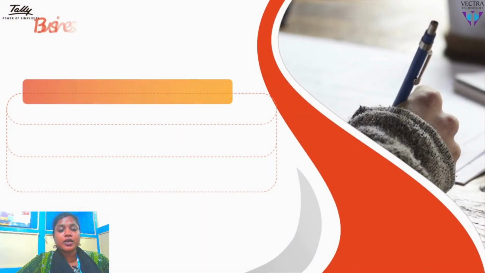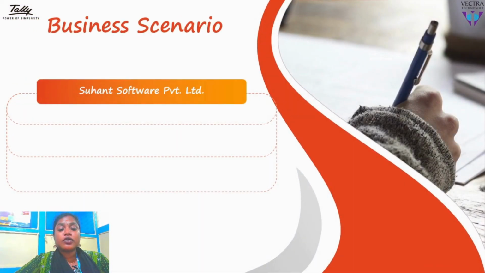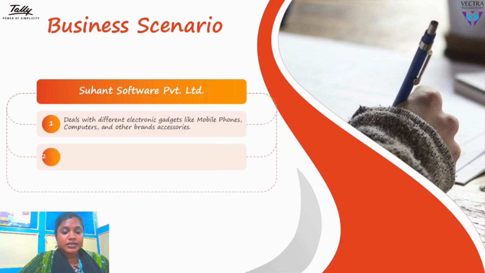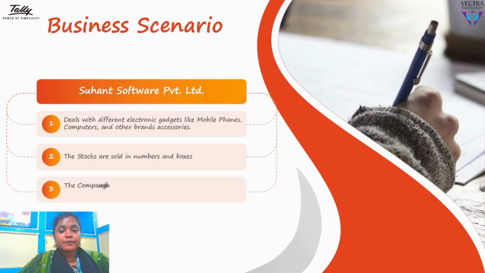Then let's discuss the concept of chart of accounts with the help of a business scenario. Sun Software Private Limited deals with different types of electronic gadgets like mobile phones, computers, and computer accessories of different brands. And the stocks are stored in numbers and boxes. The company has 4 storehouses: Bengaluru, Mumbai, Delhi, and Calcutta to store stocks.